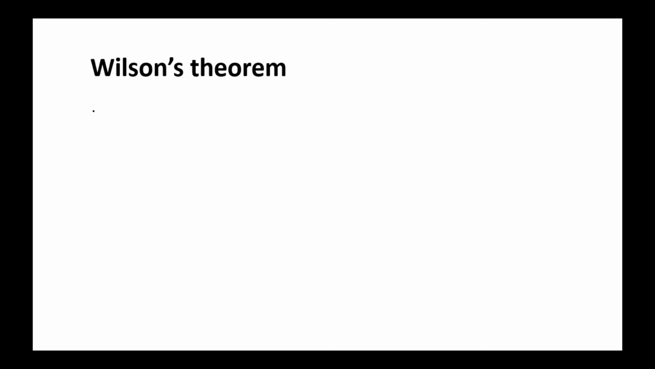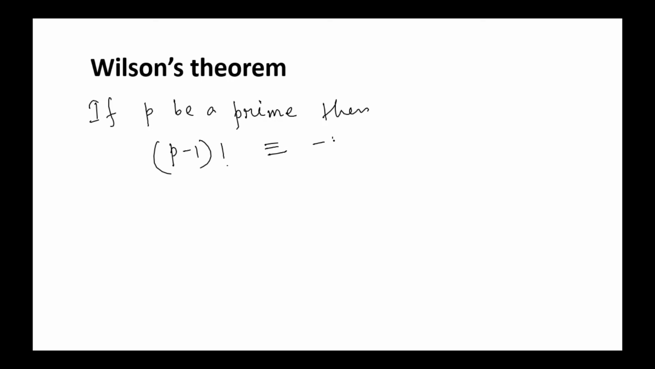Wilson's theorem states that if p is a prime, then p minus 1 factorial is congruent to minus 1 modulo p.